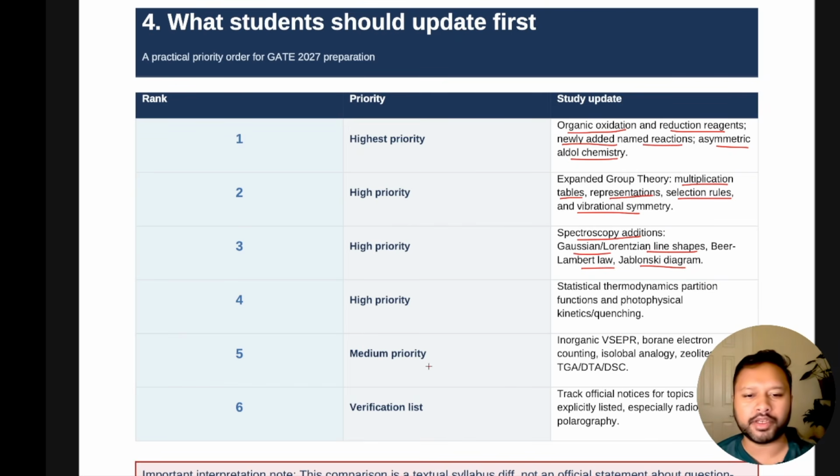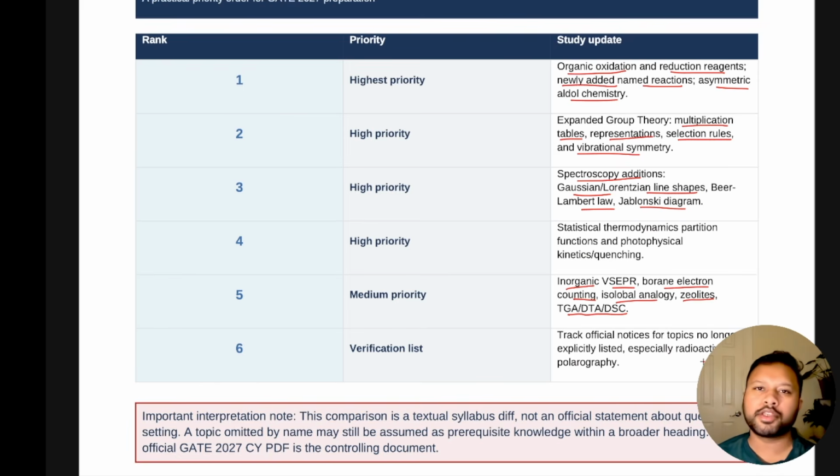And then some medium priority topics are like VSEPR, boron electron counting, isolobal analogy, zeolites, TGA, DTA. So those are topics included in inorganic. Two major topics which are removed are radioactivity and polarography. These things are removed completely.